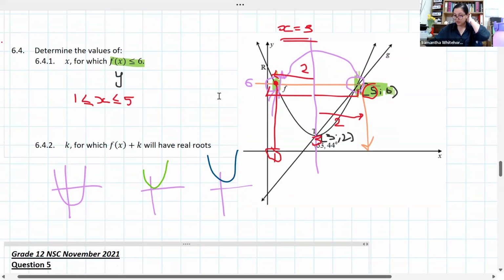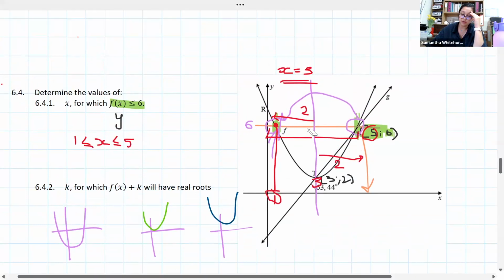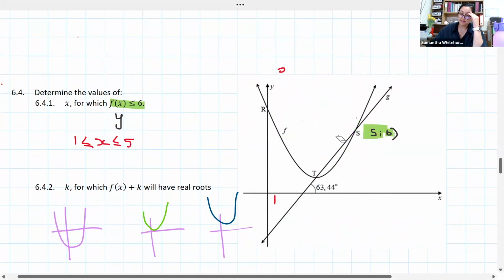Okay, hope you've got your screenshots. I'm going to take all those scribbles off this graph because it would be nice to be able to use it. So, goodbye. All right, so guys, this last question, this k question.